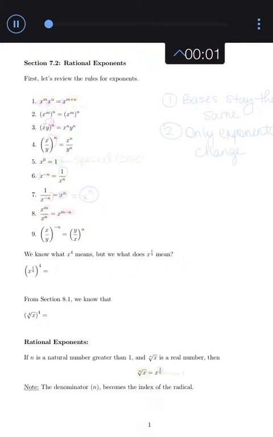In section 7.2, we're going to look at exponents again. So we need to remind ourselves about the rules of exponents. Well, remember the main idea behind the rules of exponents is in order to do anything, the bases have to match. And if they do, the base will stay the same. So first of all, bases stay the same. Only the exponent should be changing. So only the exponents change.